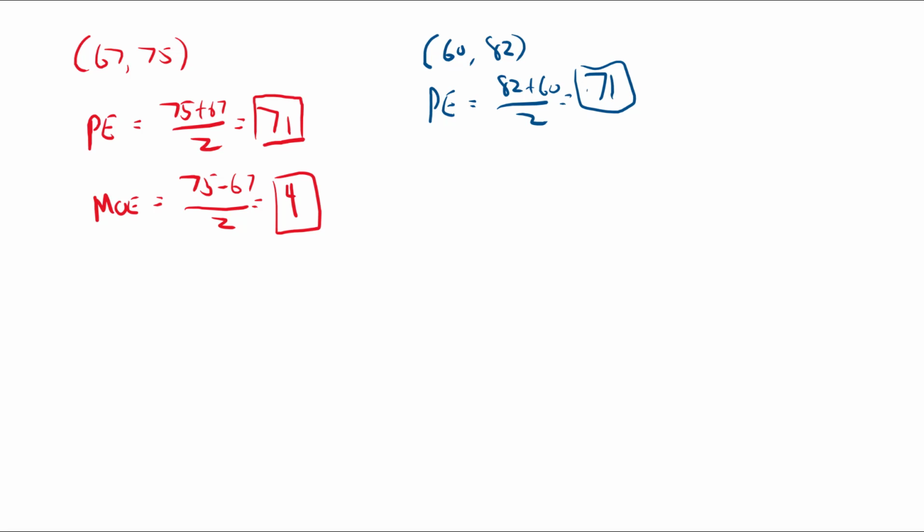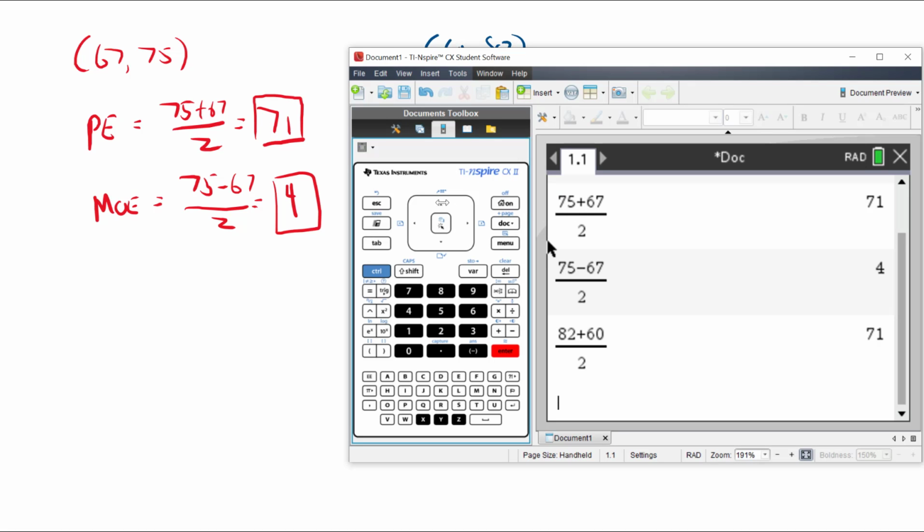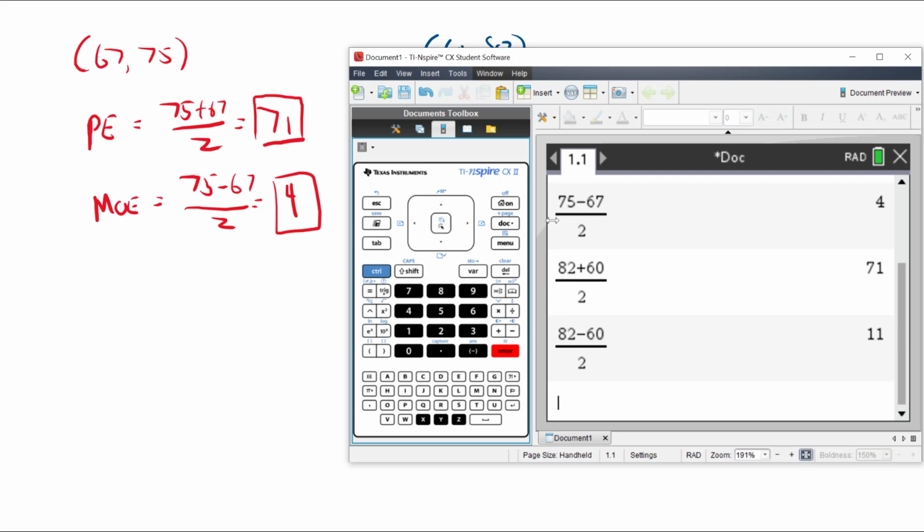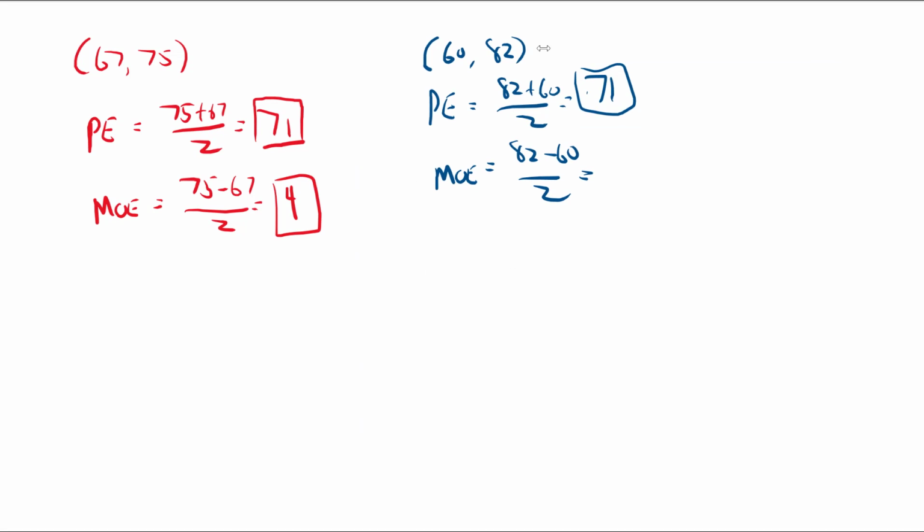So again, we still get 71 as our point estimate. And then what was our margin of error in this case? Well, we're going to take 82 minus 60 and divide it by 2. Let's see what we get. I know most of you probably do this in your head, but I'm just using a calculator to make it a little bit easier and make sure we get the exact numbers. So our margin of error in this case is 11.